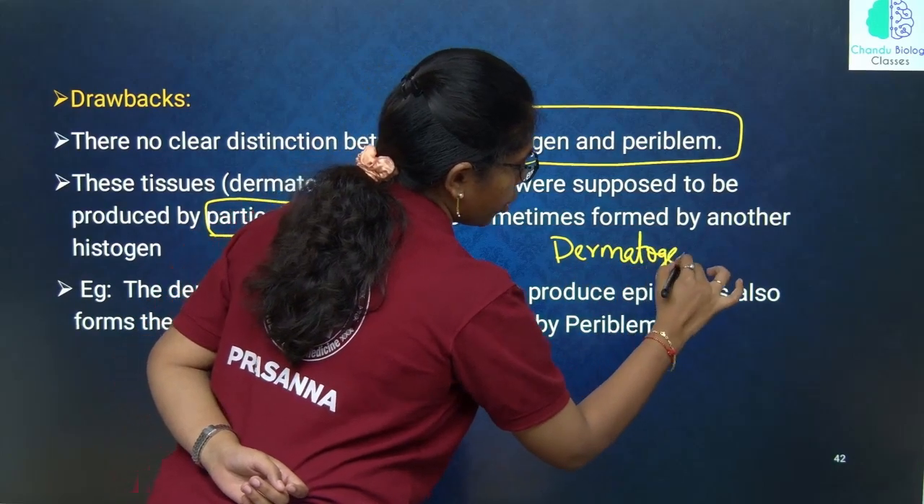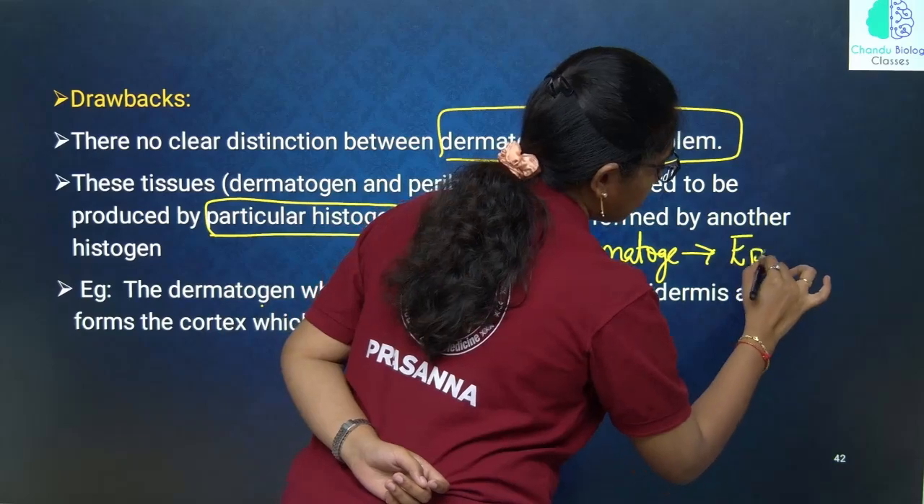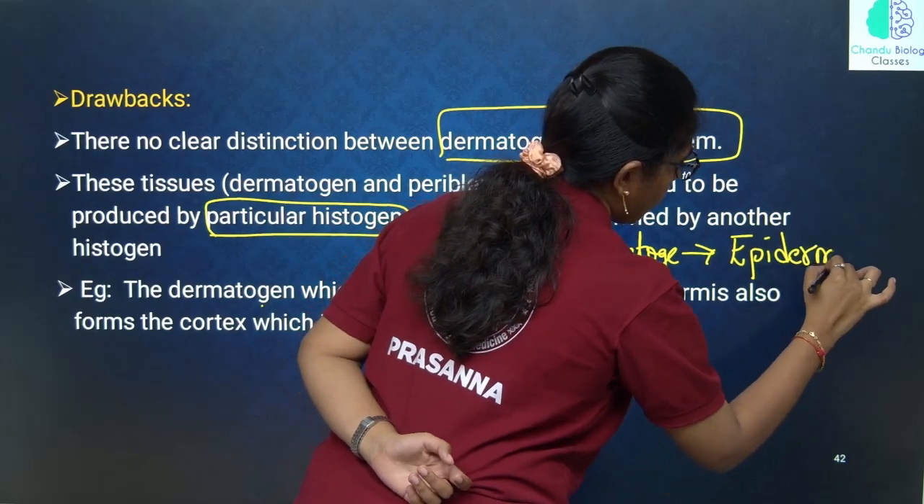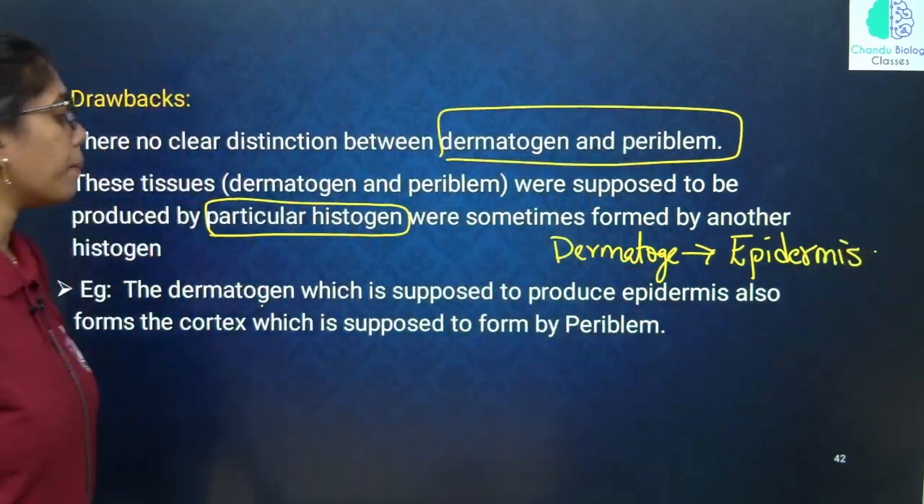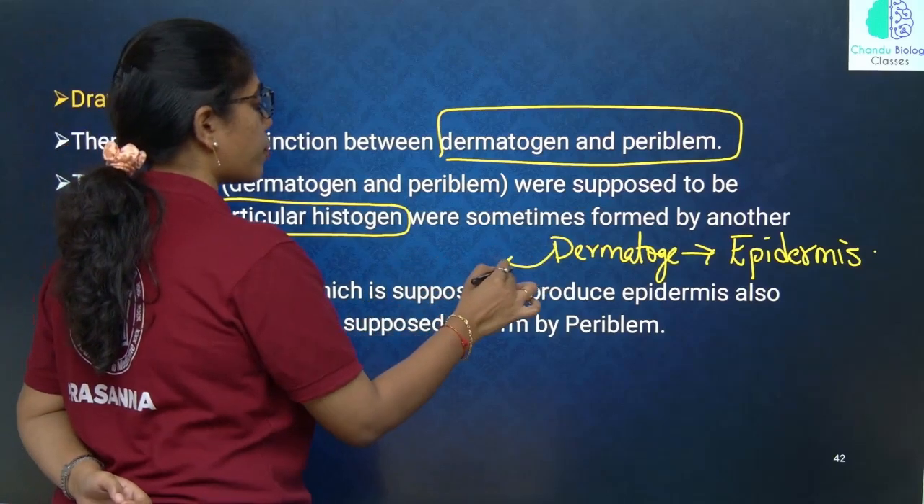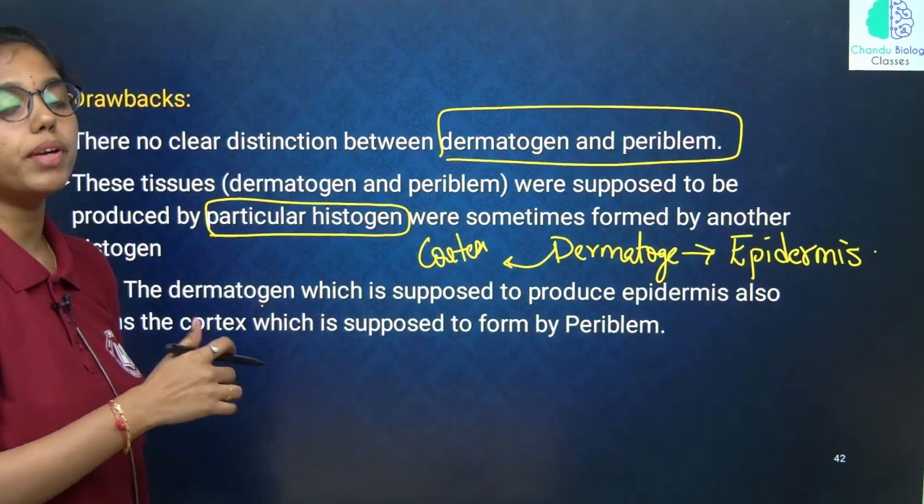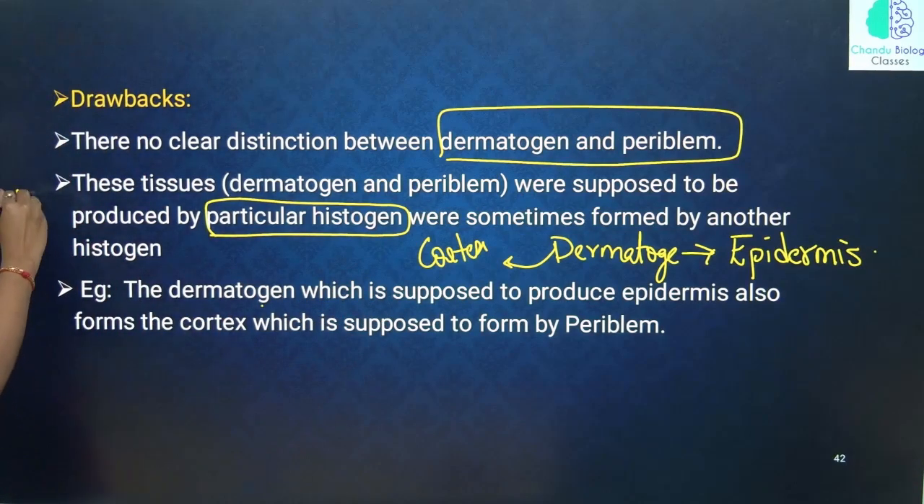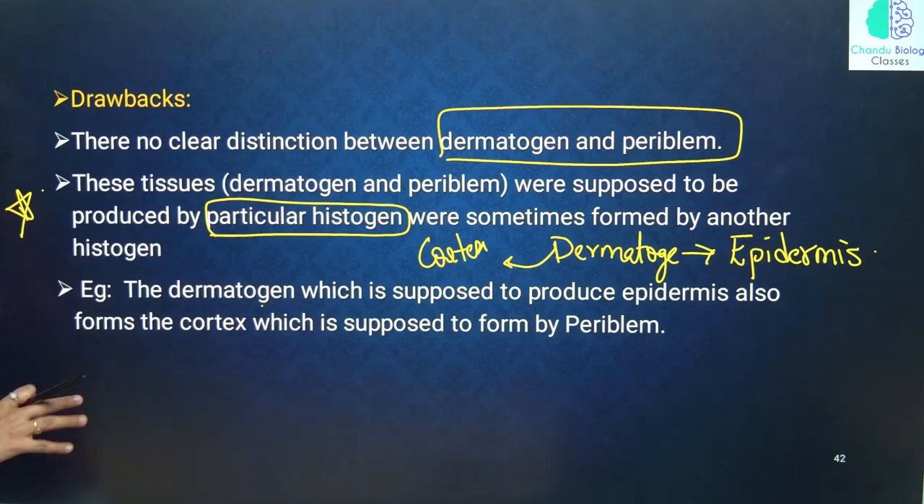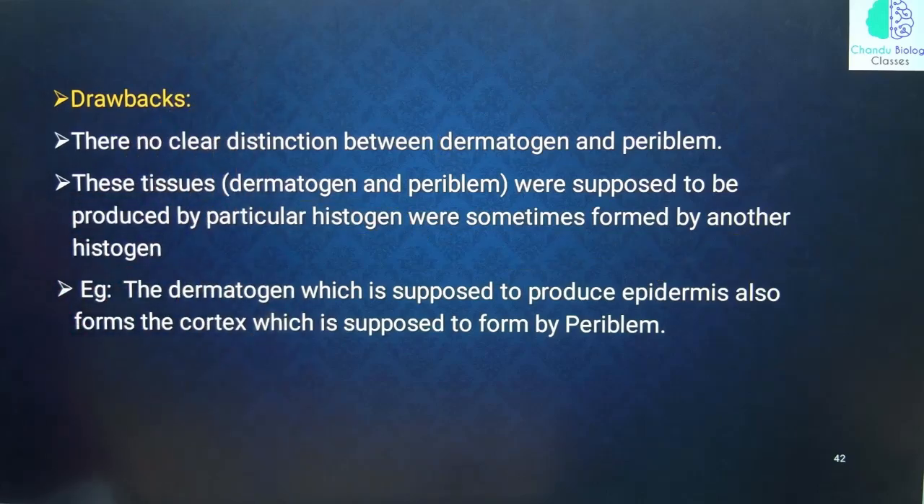which is supposed to produce epidermis will also produce some layers of the cortex. This is producing cortex also. So, there is no clear differentiation between these 2 layers. That is one major drawback: no proper distinction between dermatogen and periblem.